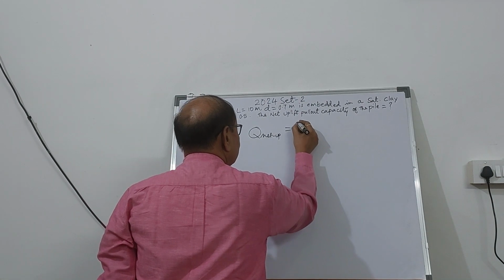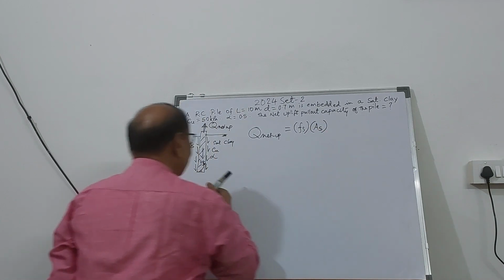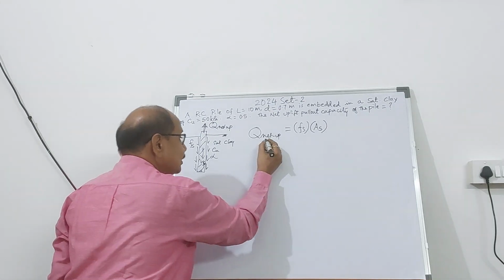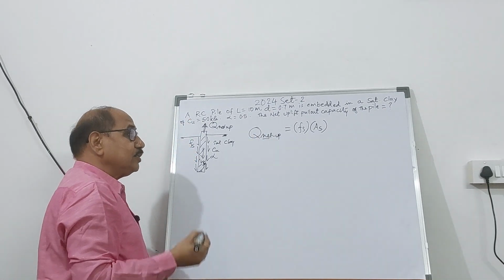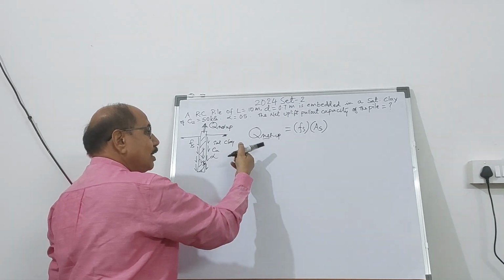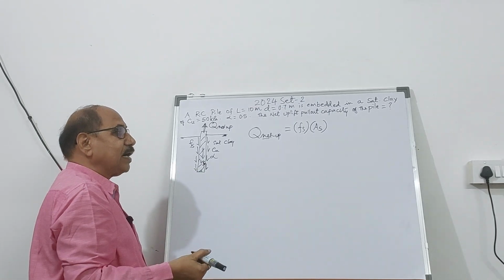So when we want to find out the value of net uplift capacity, this will be equal to the unit skin friction into the shaft area. The weight of the pile is not taken into consideration because this is net. If it is total uplift force or total uplift capacity, then you should also take the weight of the pile.